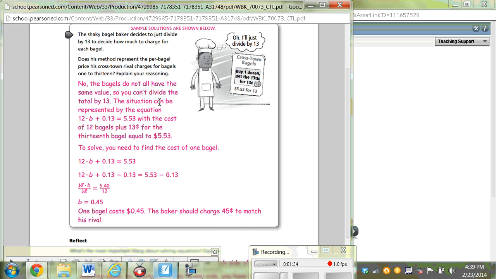So the situation that we need to represent is if you're buying 12 bagels at a certain price, and then you buy one more bagel that's just 13 cents, and your total is $5.53. We'll find out what the cost of 12 bagels plus that 13 cents for the 13th bagel should equal $5.53. This hopefully is looking a little familiar to you. And let's see, we have 12 bagels times the price of 1, plus 13 cents for that 13th bagel, should equal $5.53. I want you to think about something before I go on.